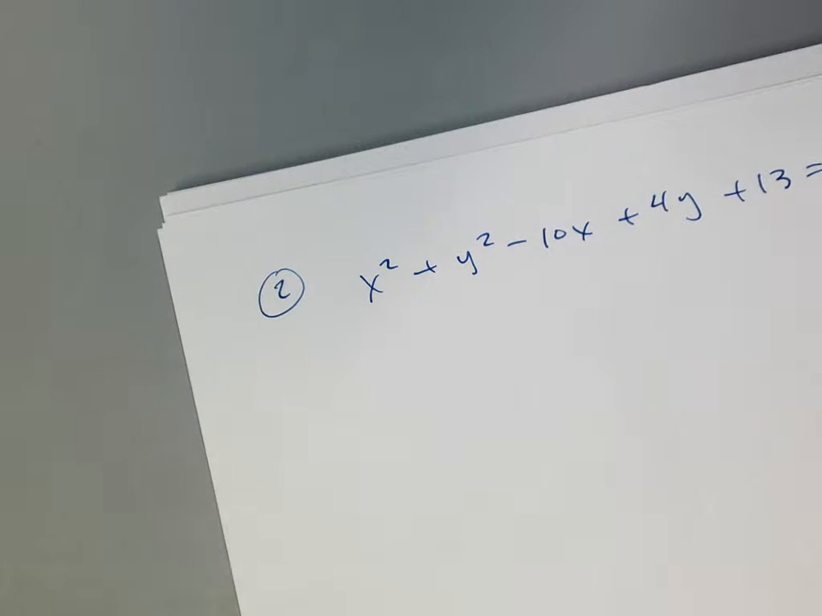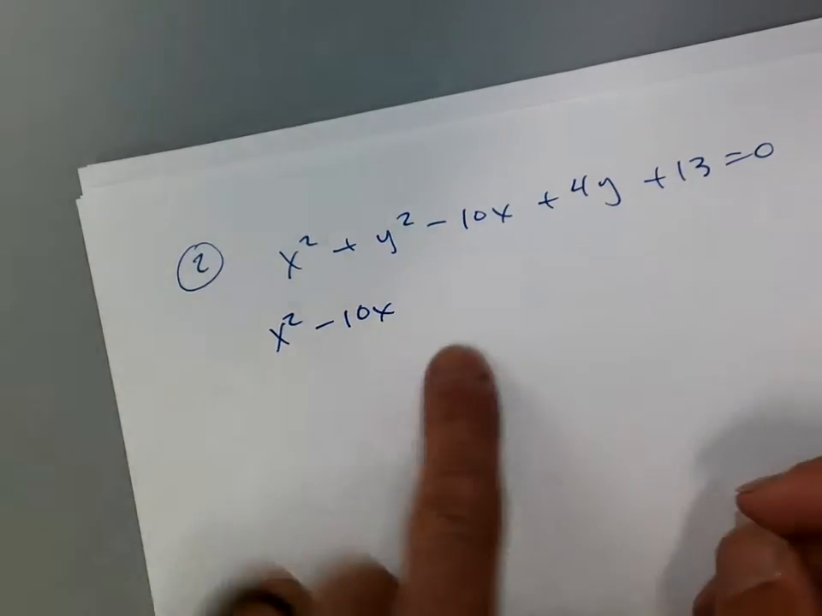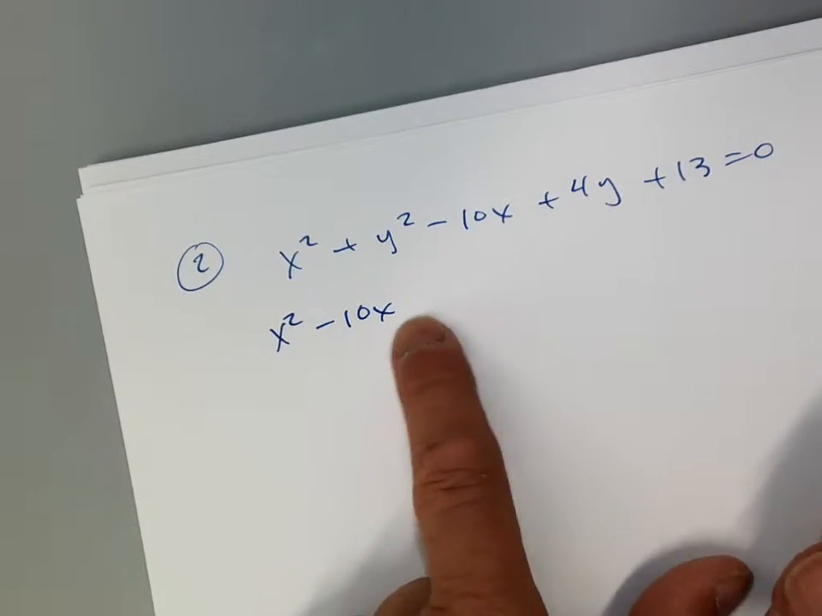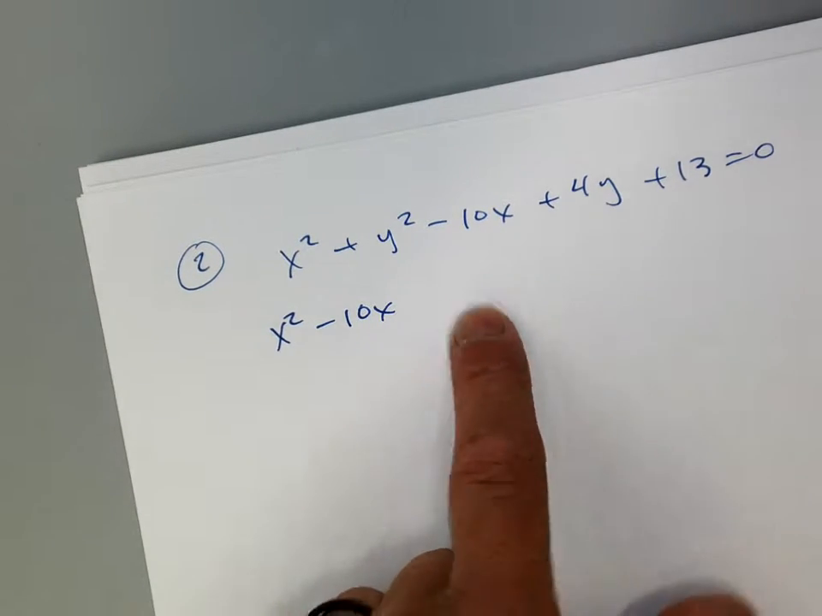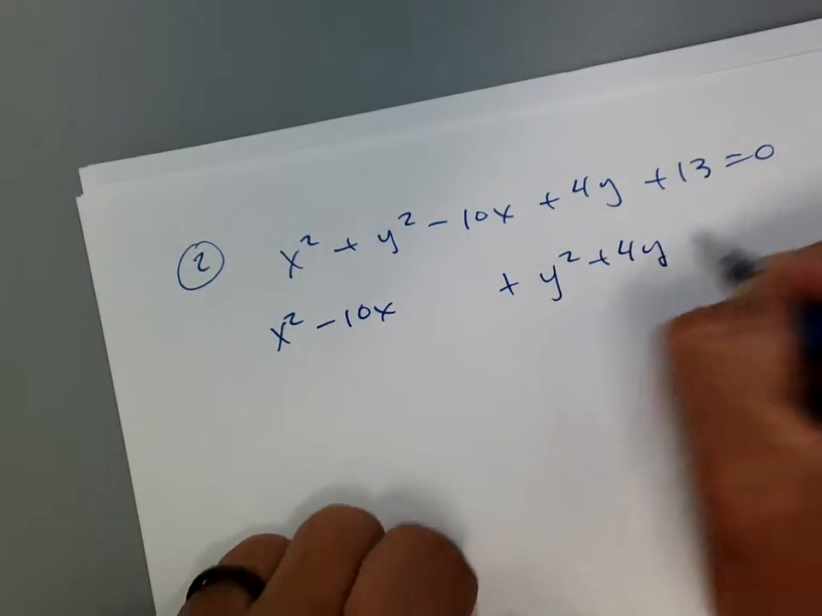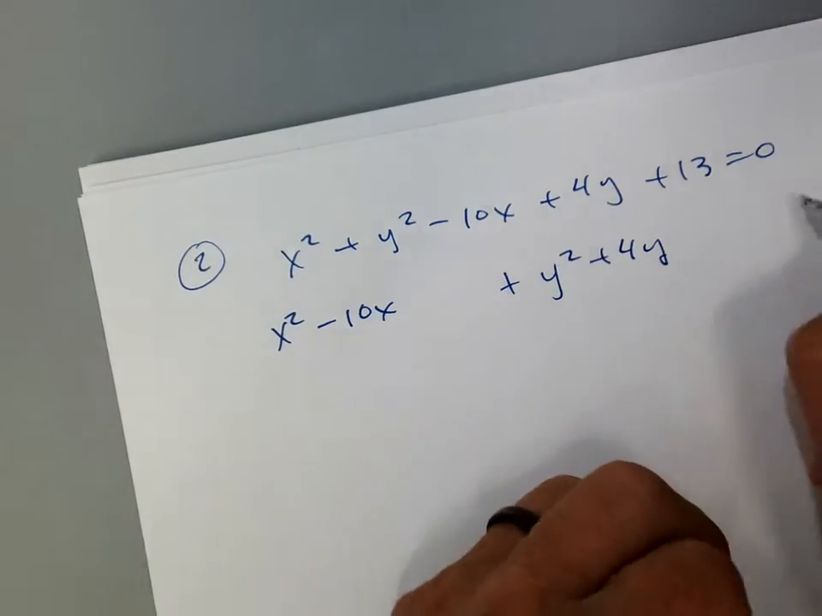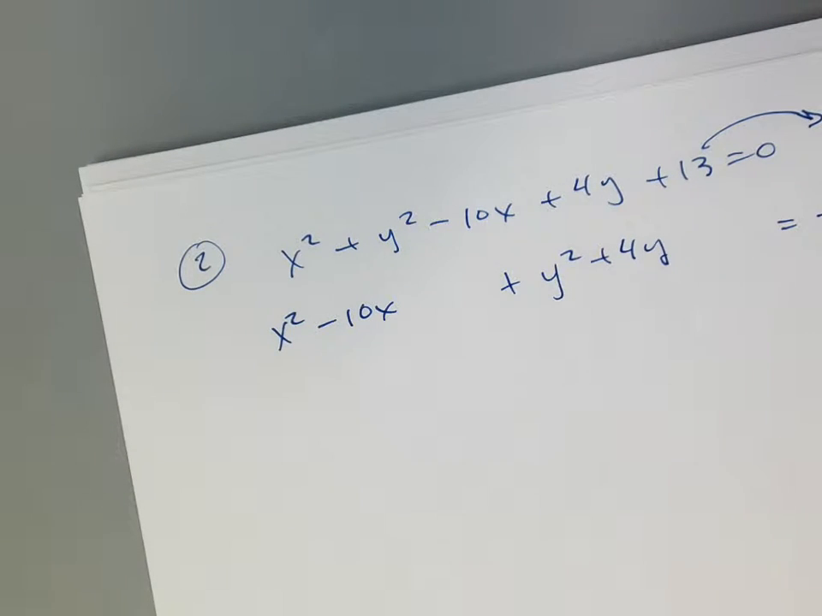I want to factor, right? So let's get the x's together and the y's together. I'm going to rewrite it: x squared minus 10x, and I'm going to leave a little space here. When you're doing your problem, it's nice to have a little space there. Plus y squared plus 4y, and again I'm going to leave a little space, equals negative 13. So I grouped them, x's with x's, y's with y's, and I brought over the 13.